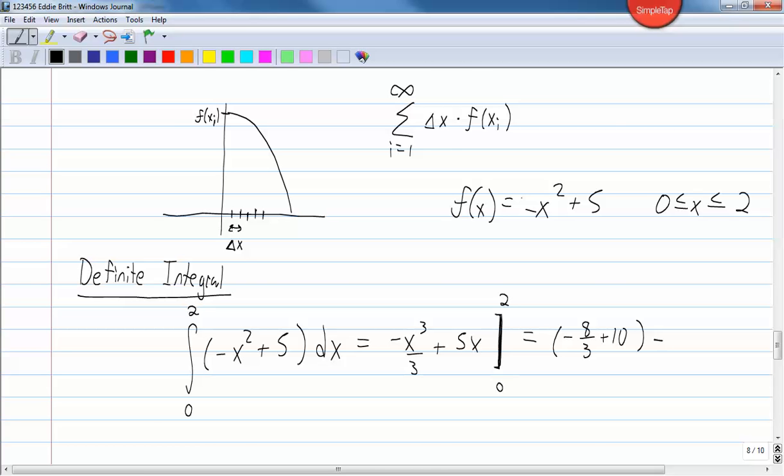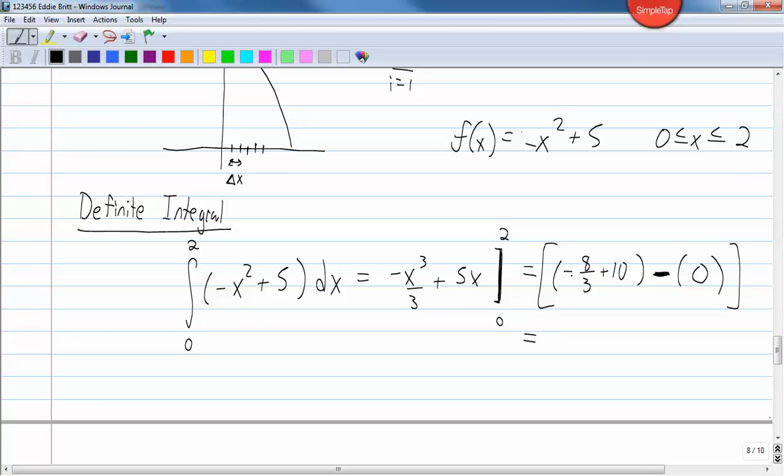And then you have to say minus always. You say minus. Now plug in the lower boundary. Plug in a 0 there and plug in a 0 there. Now do not assume that you always get 0, because you don't. Depending on the function, plugging in a 0 could give you something different. On this one it doesn't though. Alright, so what is this? This is negative 8/3 and 10, or negative 8/3 and 30/3. That's what 10 is.